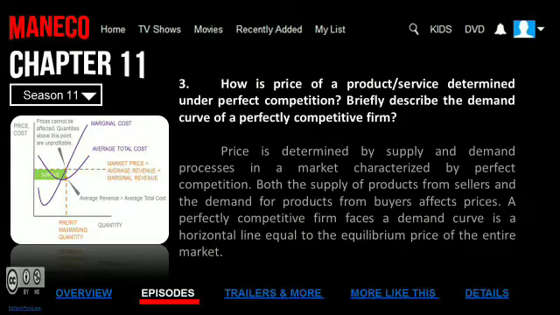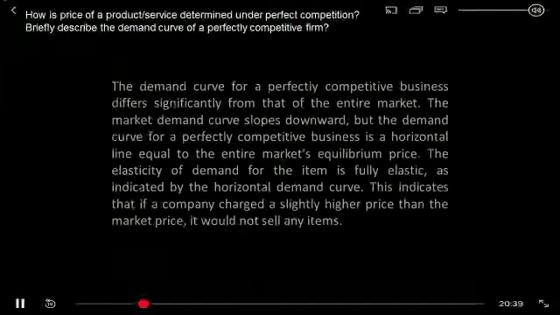How is the price of a product or service determined under perfect competition? Briefly describe the demand curve of a perfectly competitive firm. Prices are determined by supply and demand processes in a market characterized by perfect competition. Both the supply of products from sellers and the demand for products from buyers affect the prices. A perfectly competitive firm faces a demand curve that is a horizontal line equal to the equilibrium price of the entire market. This differs significantly from that of the entire market.